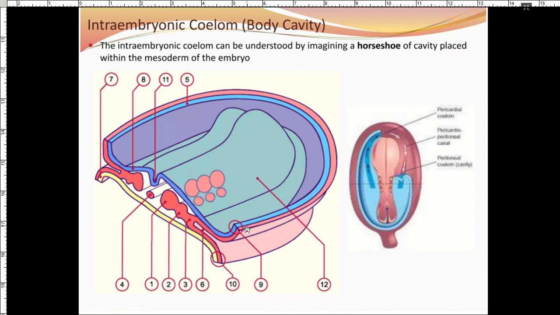So your parietal layer, that is going to be your somatopleuric layer. This part that's going to line your endoderm is going to be called your splanchnopleuric layer or your visceral layer. You can actually see it, right? Good. So this is going to be your ectoderm. This is going to be your endoderm. This is going to be your mesoderm. You understand?